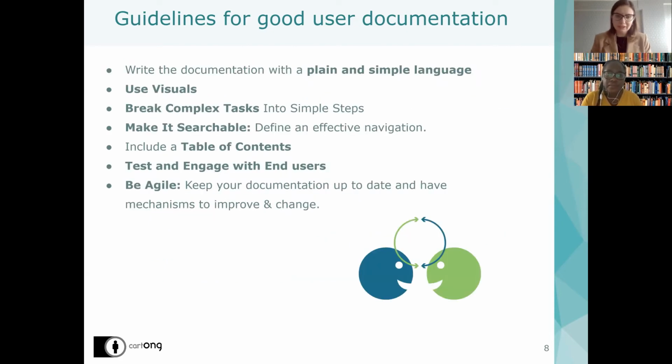To continue on guidelines for good user documentation, the next point is writing the documentation in plain and simple language. Use descriptive titles and subtitles. Also avoid using technical terms and acronyms, except when you actually need them, and then put in a proper explanation. Use visuals to speed up the understanding of complex processes. Break complex tasks into simple ones, which means providing the user with a step-by-step guide to accomplish some of the tasks. Define an effective navigation.